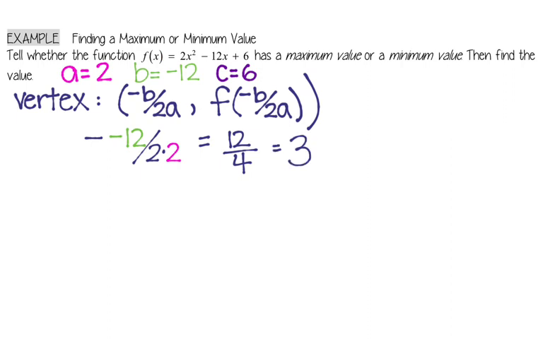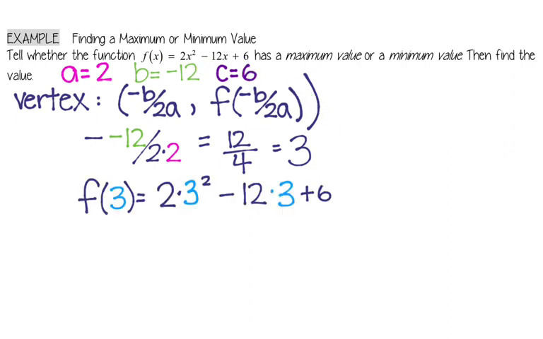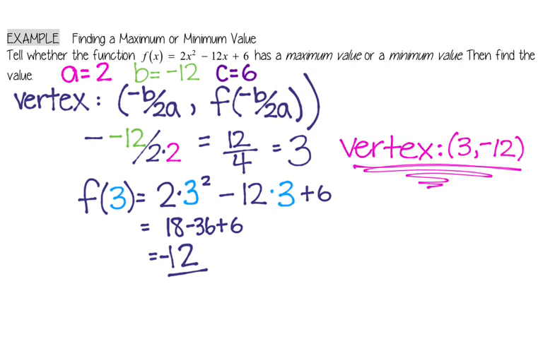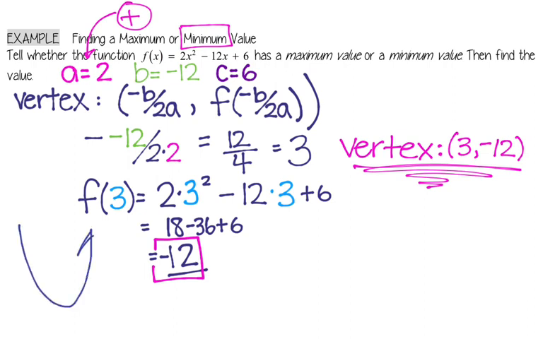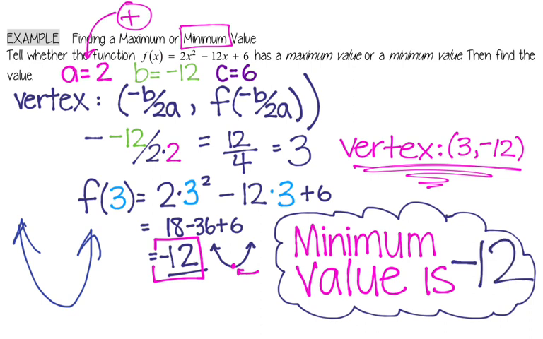4, which is 3. Now we take this 3 and we plug it into the equation wherever I see x. So there it is. Plugging it into my calculator, we get negative 12. So my vertex is 3 comma negative 12. And this negative 12 is either the maximum or the minimum. Since my a is positive, it's going to be a minimum. Remember, a being positive implies that it's going to have a graph that looks upwards like this. And therefore, the minimum value is negative 12.